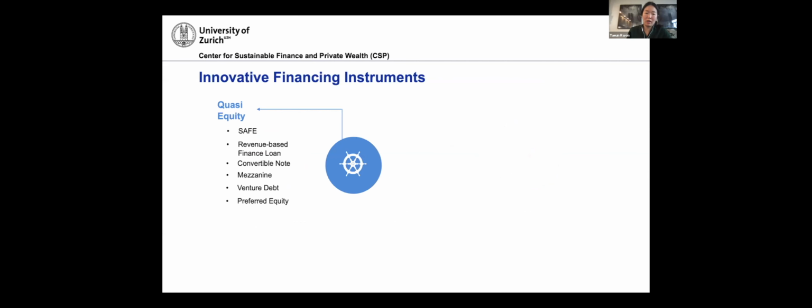So I wanted to introduce the 3 big clusters when we're talking about innovative financing instruments. And the first cluster is quasi-equity, which is not unique to the impact area. You can hear a lot of these terms also thrown around in the venture scene. So SAFE, short for Simple Agreement for Future Equity, revenue-based loans. It's also called alternative exits these days, and it's trending in the entrepreneurship scene. Convertible notes, mezzanine, venture debt, preferred equity. I mean, all of these terms are relatively familiar to any venture capitalist, for instance.